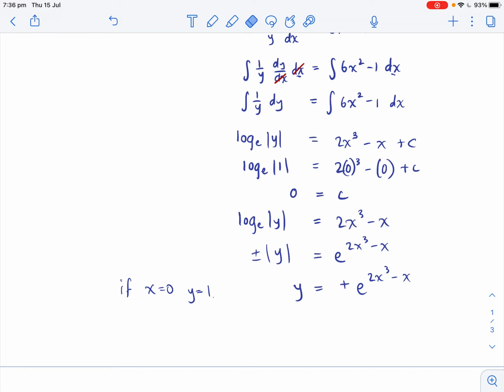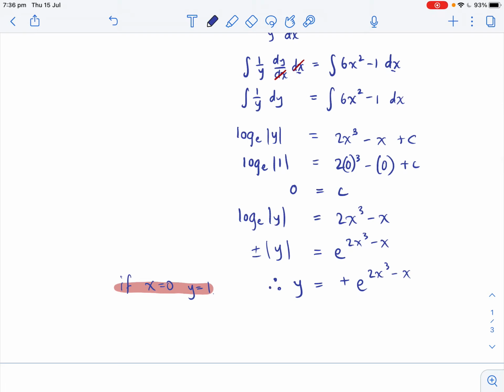I can actually just say if x equals 0, y equals 1, therefore y equals e to the power of 2x cubed minus x. And I'm going to get rid of that plus sign. And that's the end. Solved.